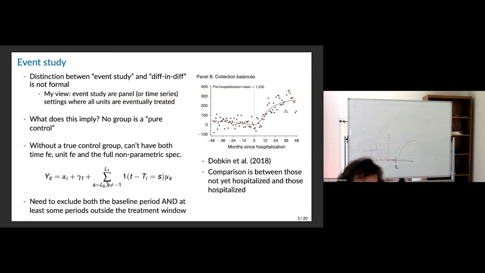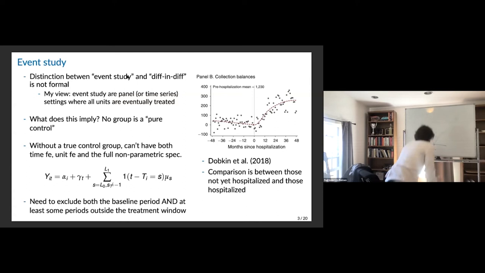So I specified it here from L0 to L1. If we have a full set of time windows that we can estimate over, you have to omit some subset of the time periods in which you can estimate it. So to make this concrete, imagine you have a fully balanced panel. It goes from t equals one all the way up to 2t.